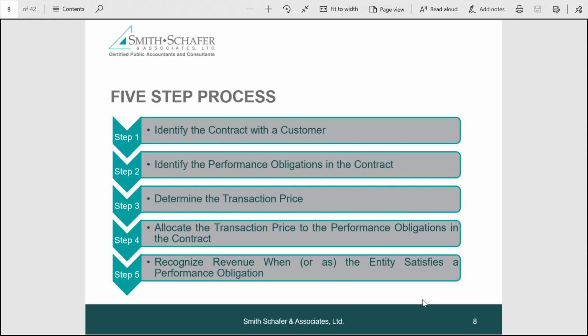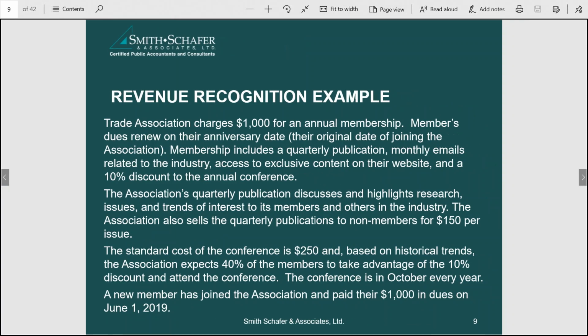So we're going to walk through this five-step process. We're going to use an example of a trade association, or what probably would be a 501c6. But again, you don't have to be a C6 for this to be applicable to you. This standard is very principle-based, meaning any type of sales transaction that falls into the realm of a sales or an exchange transaction needs to follow this five-step process. So we're going to use the following example as we go through these five steps.